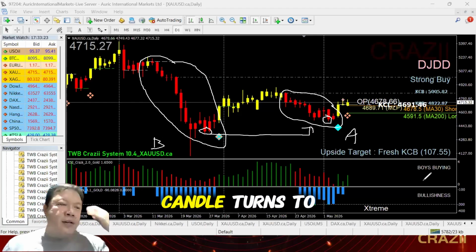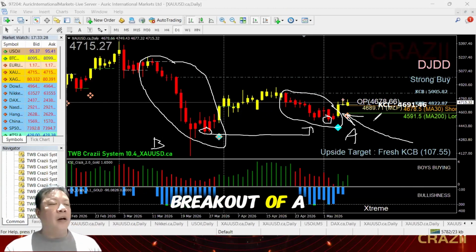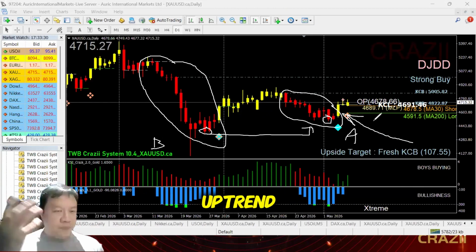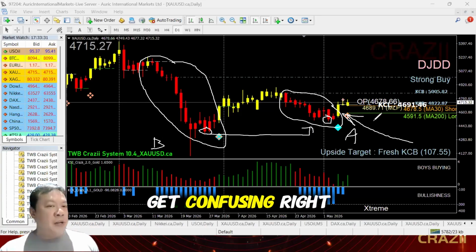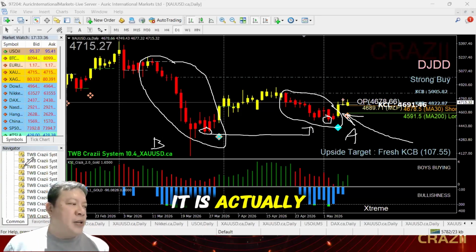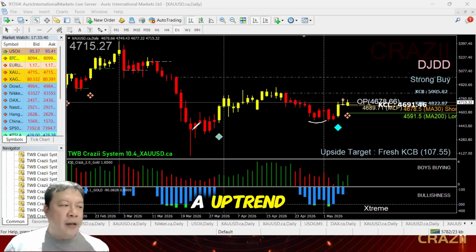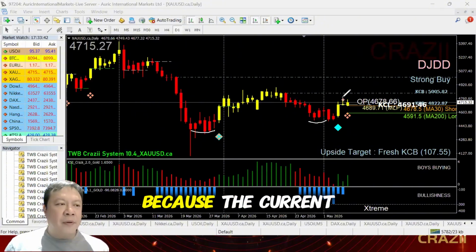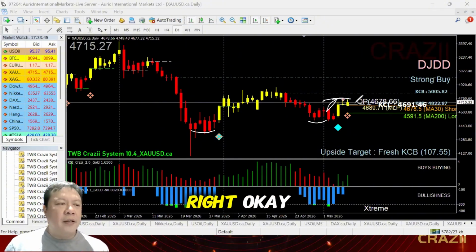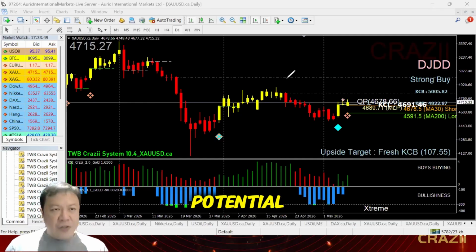So when the candle turns yellow, you have a breakout of an uptrend. Now it gets confusing, right? You say, okay, then is it uptrend or downtrend? The answer is very simple. It is actually having an uptrend at the moment because the current color is yellow, right? But it's part of a downtrend potential.